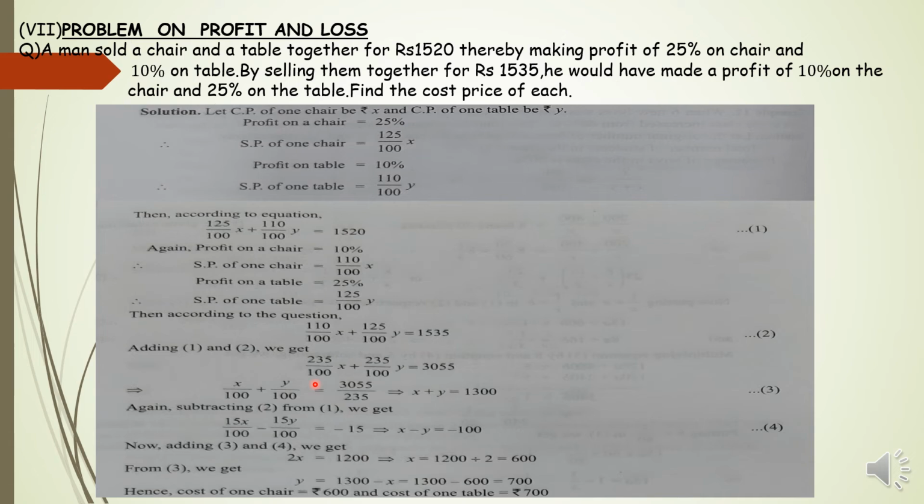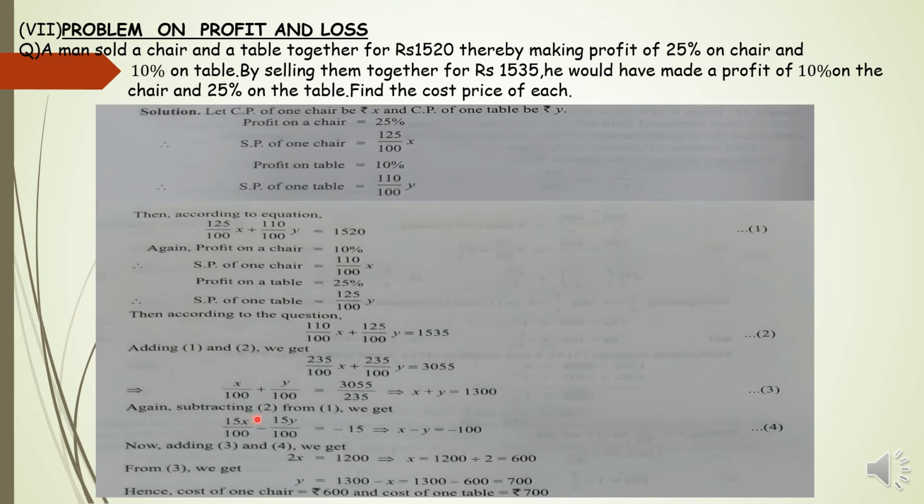I told you in one question, if the coefficients of x and y are interchanged or same, we need to use addition and subtraction method for solving. So here we are adding first equation number 1 and 2. We will get the equation as 235 by 100x plus 235 by 100y is equal to 3055. Then we will get x by 100 plus y by 100 is equal to 3055 divided by 235. That gives x plus y is equal to 1300. Equation number 3.